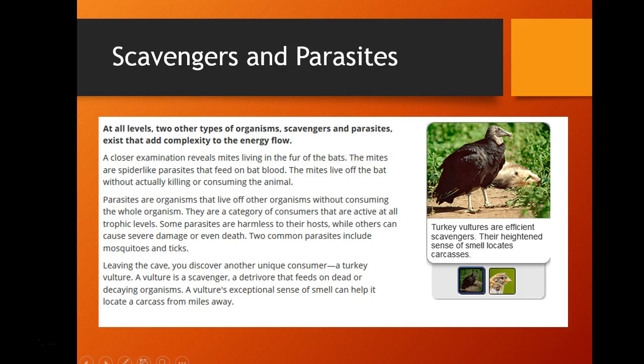We also have scavengers and parasites, and scavengers and parasites really make things a little bit more complicated to energy flow. The reason why is because they're not your traditional consumer. So for example, if you look closely at the fur of bats, you would see mites. And mites are spider-like parasites that feed on the bat blood. So the mites are going to live off of the bat, but they're not actually going to kill or consume the bat. So it's kind of tricky to know where they would lie in the energy pyramid.